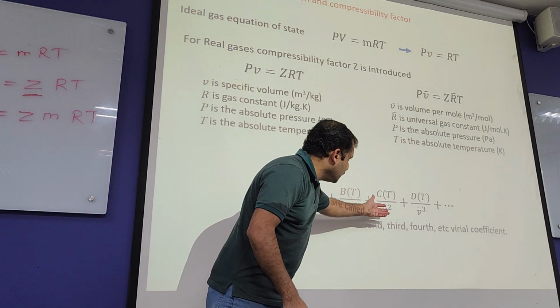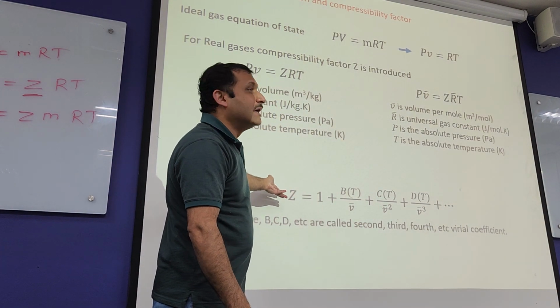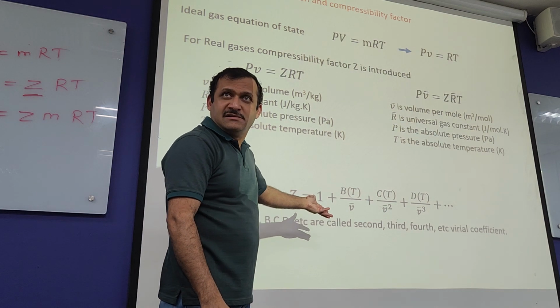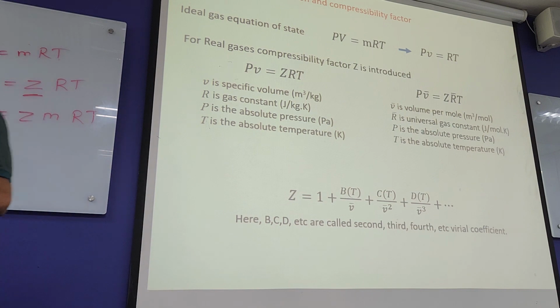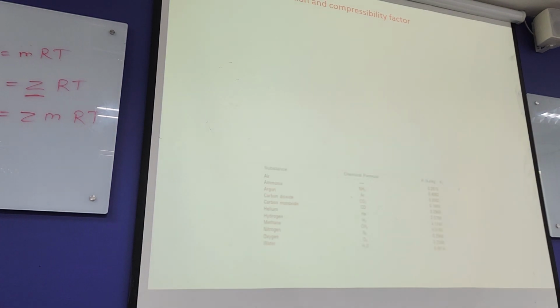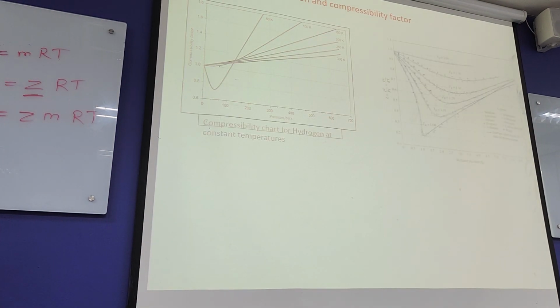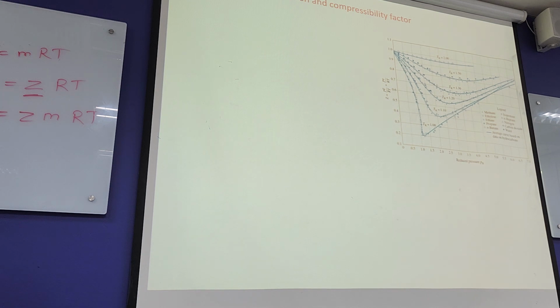Now, usually there will be kind of a polynomial. Z is not going to be a straight line. So you would have seen these compressibility factor curves. Remember seeing this? Have you ever used these charts, compressibility charts? Never?